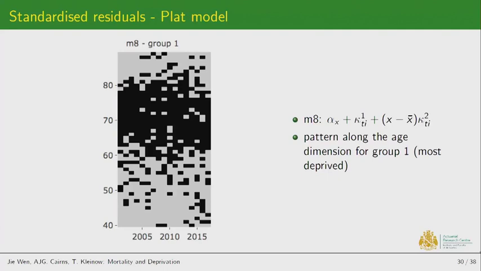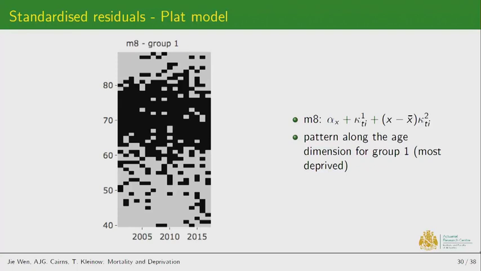This was the model which also has a common alpha, but then beta is equal to 1 here. The coefficient in front of kappa 1 is just 1, and then the coefficient in front of kappa 2 is just a linear function of x. And what we find when we look at group 1 is that there is some structure. The structure is not along the time axis. The structure is along the age axis. We find large positive residuals for small ages, ages 40 and 50, and then again positive residuals for ages 80 plus, and in between negative. So what's missing here clearly is some kind of quadratic curve in the age direction. That's the bit that we pick up here.